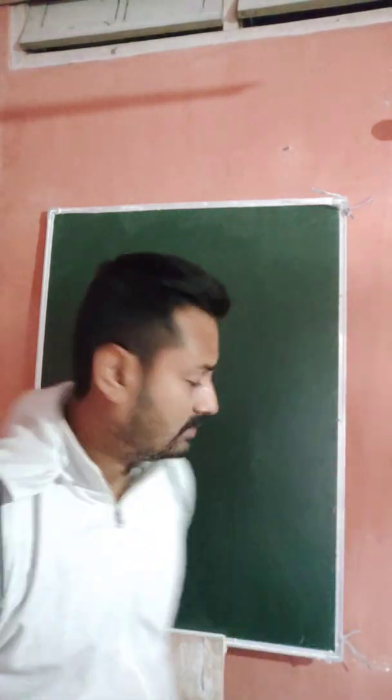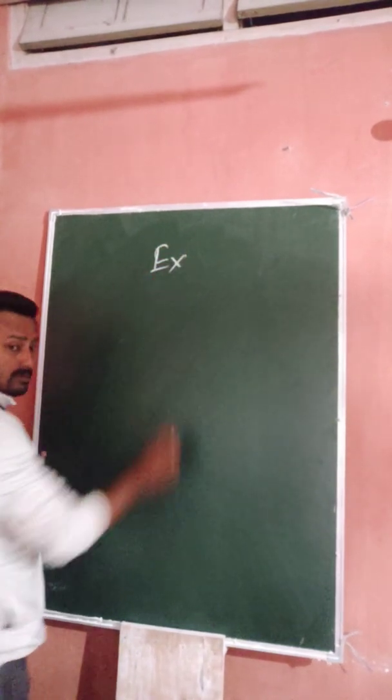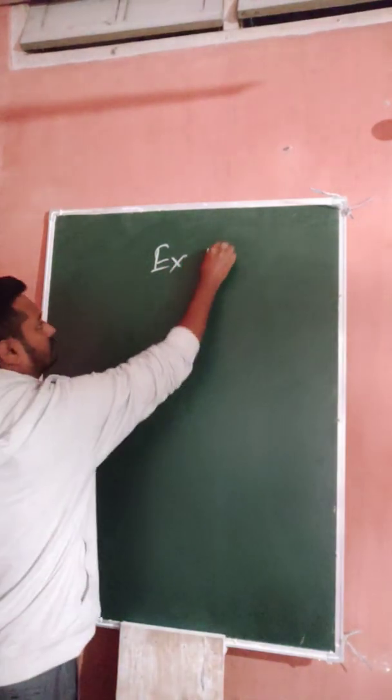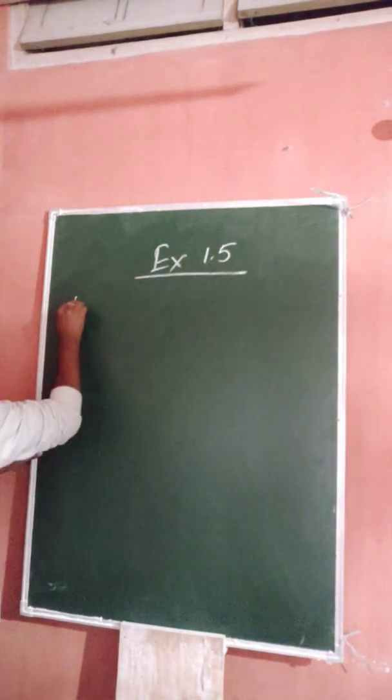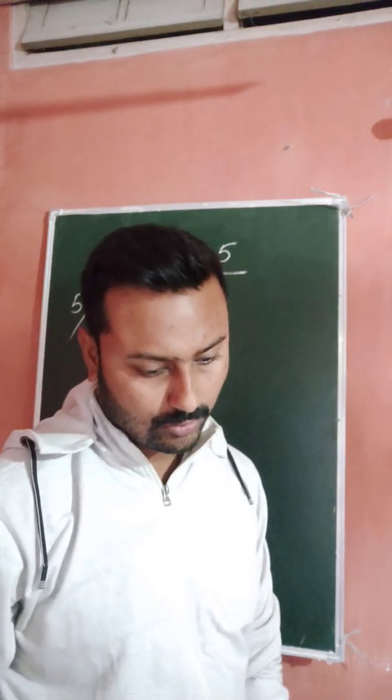Okay, good morning, students. So, come to question number 5, Exercise 1.5, question number 5. Question number 5 is: you have to rationalize the denominators of the following.